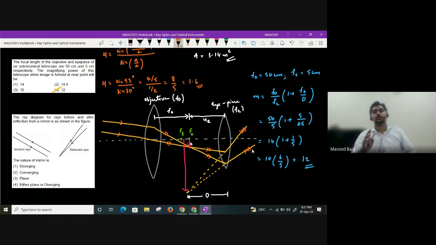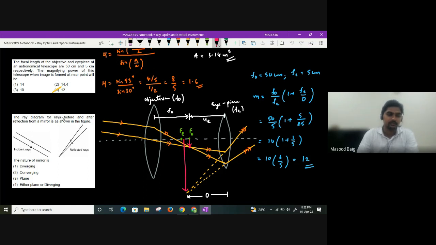Okay. For an astronomical telescope, in relaxed eye condition, what will this point be? This will not only be the focus of the objective, it will also be the focus of the eyepiece, and the final image will be formed at infinity, guys. Okay. Clear? What will the length of the tube be? f naught plus ue. In relaxed eye condition, it will be f naught plus fe. Okay. Understood? Yes, sir.